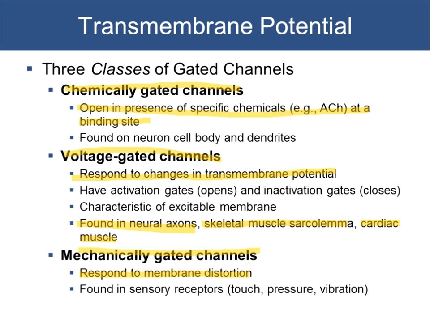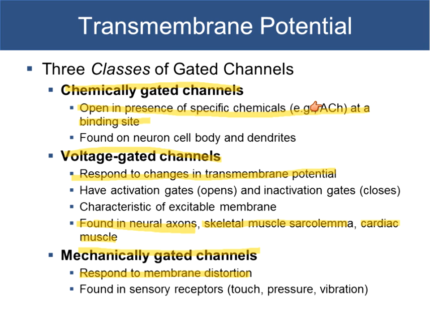So we have 3 different classes of these gated channels, and these channels that are gated, just as you have a gate for a fence, they require a certain key to open them up. First kind we'll talk about that you all are very familiar with are chemically gated channels. Chemically gated channels are going to require some chemical in order to open that channel up to let sodium come in. In the neuromuscular notes, we talked about how acetylcholine is a neurotransmitter that will bind to the receptors on the motor end plate and open the channel up to allow for sodium ions to come through there. So they open in presence of specific chemicals, for example, acetylcholine at the binding site.